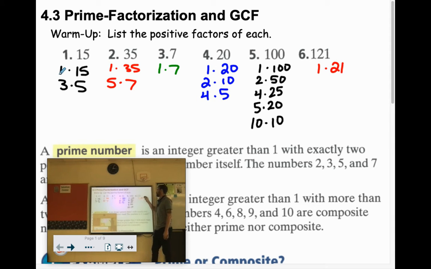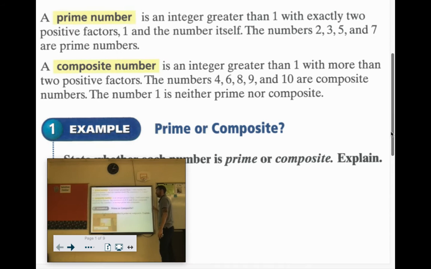121: 1 and 121, and 11 and 11. So 1, 11, and 121 are the factors of 121. So prime numbers, again, just like number 3 here, are when only 1 and itself go into it. Everything else that has other factors besides itself and 1 is called a composite number. It's composed of other numbers.